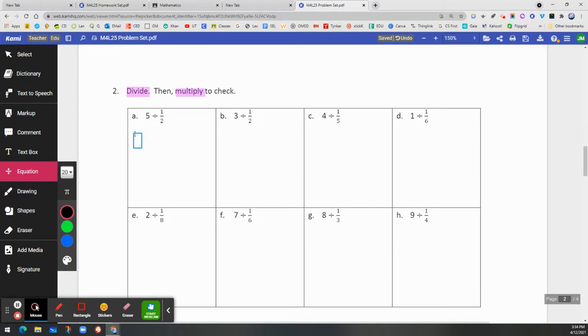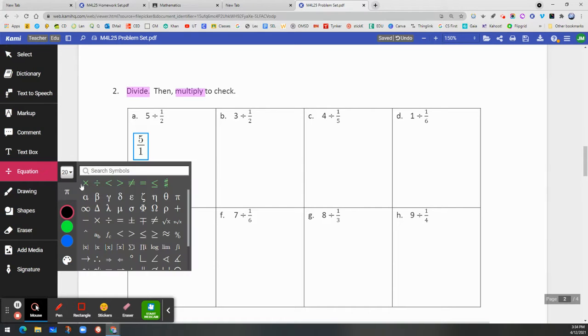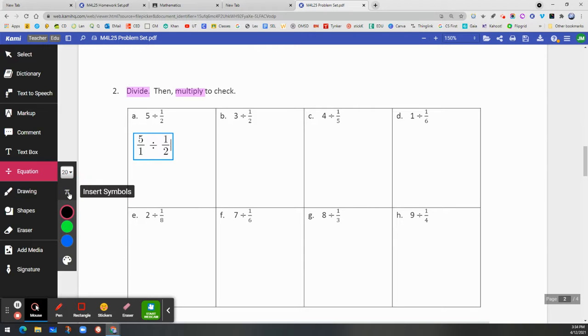So you have a 5, right? If you're gonna divide, you're going to give the whole number a 1. You're going to write the denominator as 1. And then you're just going to insert the division symbol. So there's a division symbol, and then you write 1 over 2. Well, that's the division, right? Divided by 1/2. So remember, you're dividing every whole by 1.